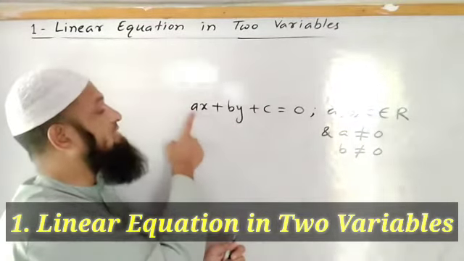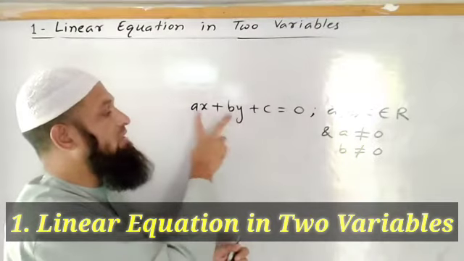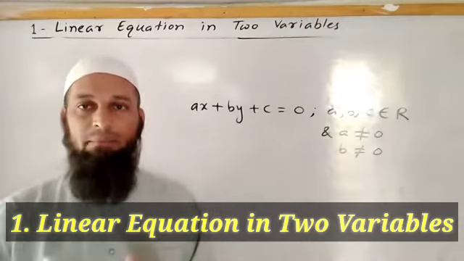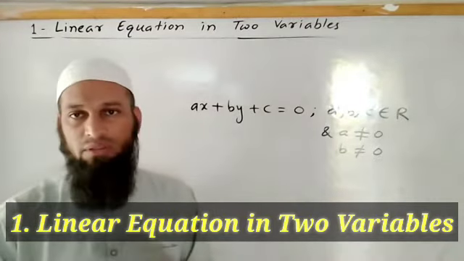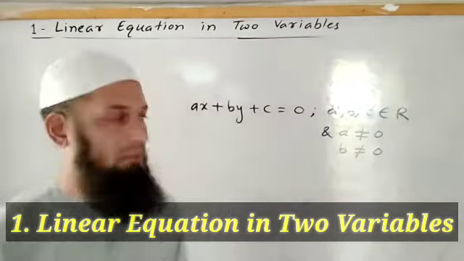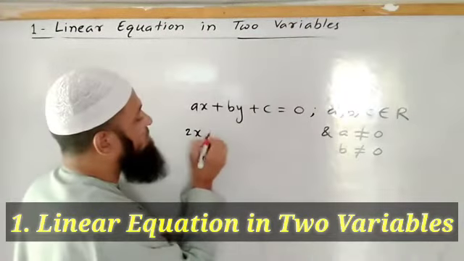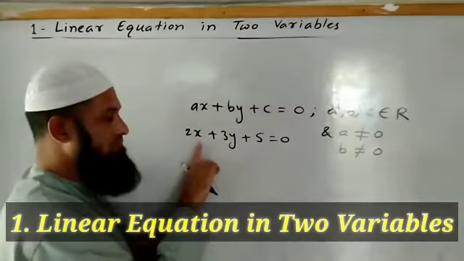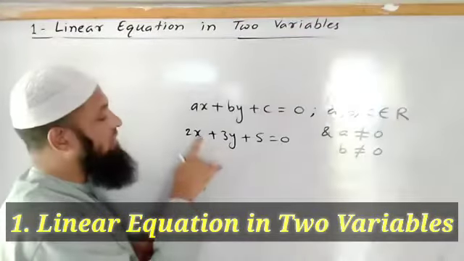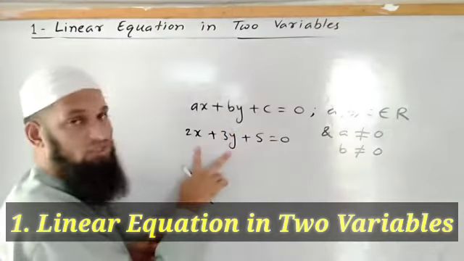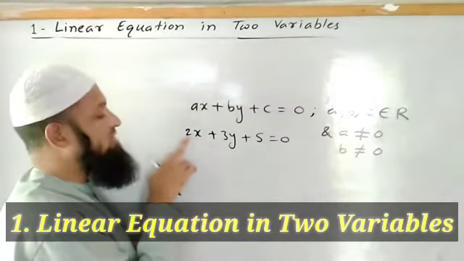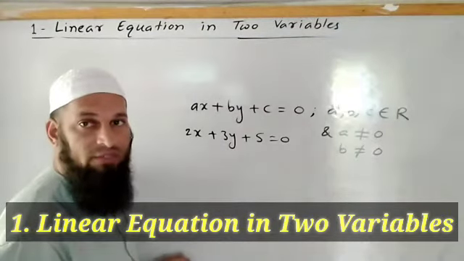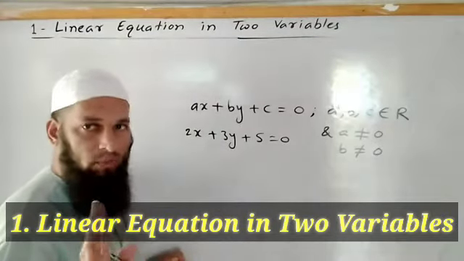And the coefficient of x is a and coefficient of y is b. These should be non-zero real numbers. A and b cannot be 0, except 0 the value of a and b can be any real number. Okay, example 2x plus 3y plus 5 is equal to 0. Here x and y are the variables, the power of x is 1, the power of y is 1, that's why degrees of these two terms are 1. The coefficient of x is non-zero, coefficient of y is also non-zero, that's why it is a linear equation in two variables. Hope you understood.